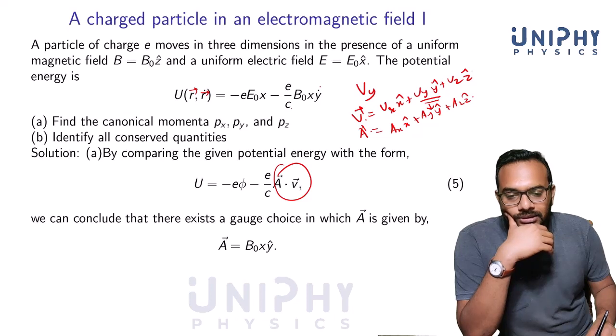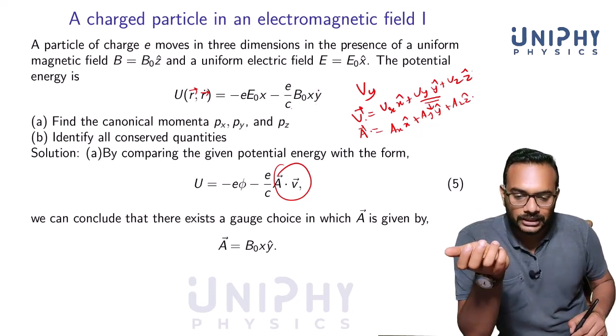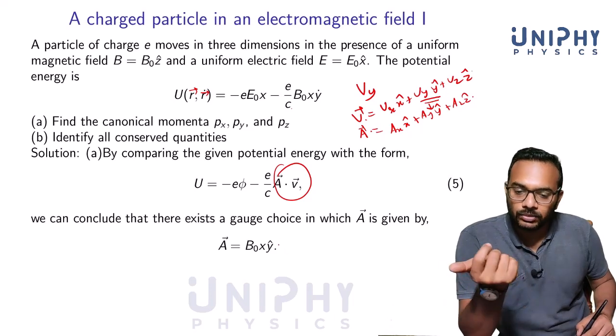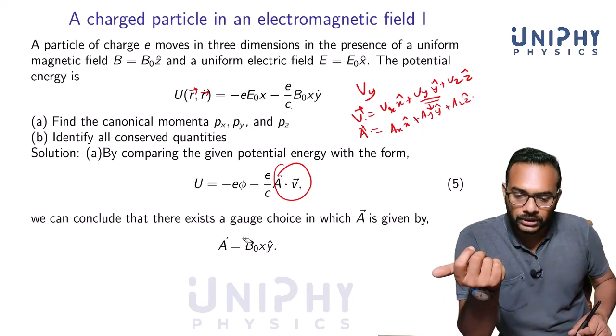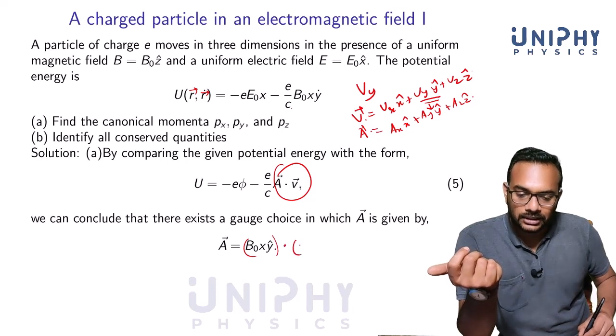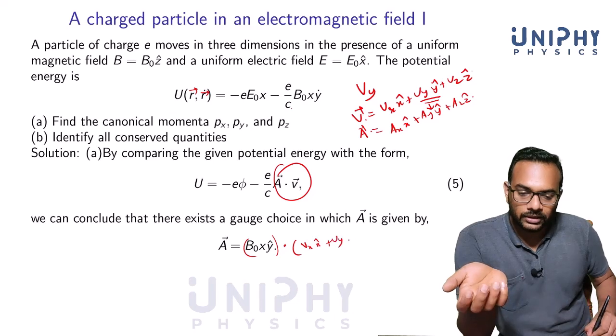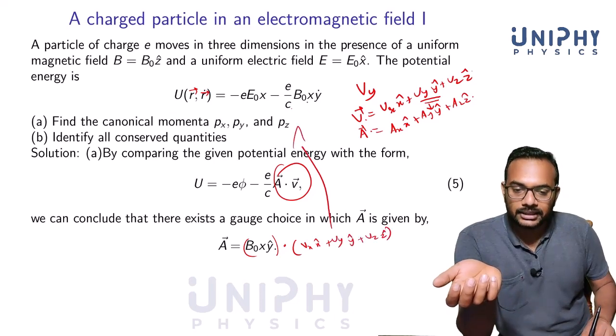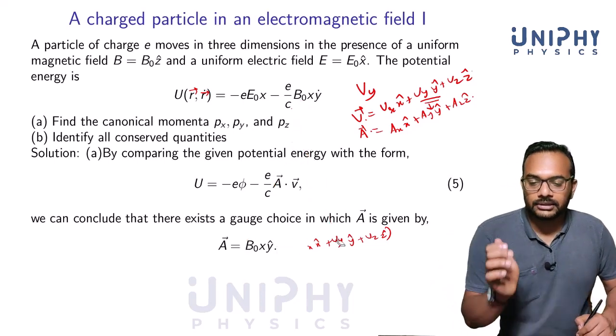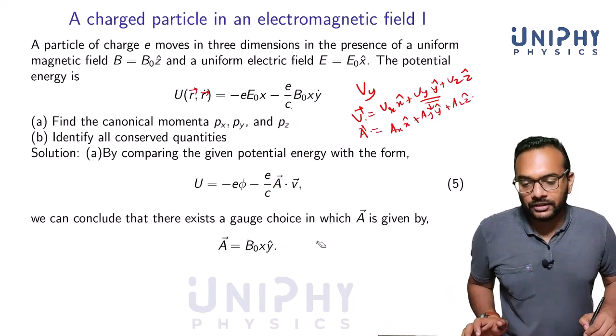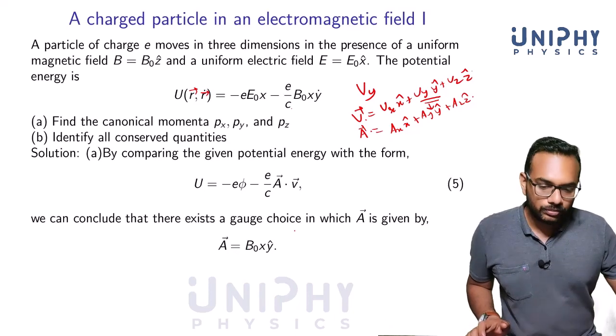So because there's only y dot here, we can write the A vector as B0 x y cap. Because if you take a scalar product with the velocity vector, Vx x cap plus Vy y cap plus Vz z cap, you'll get this Lagrangian back. So by comparing with this, we identify that the A vector is equal to B0 x y cap.